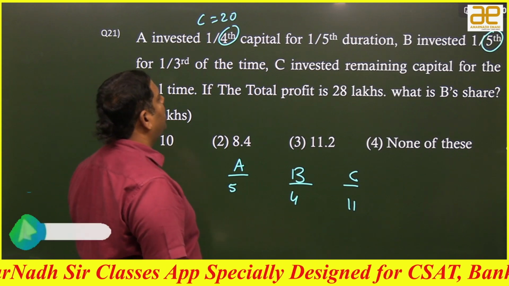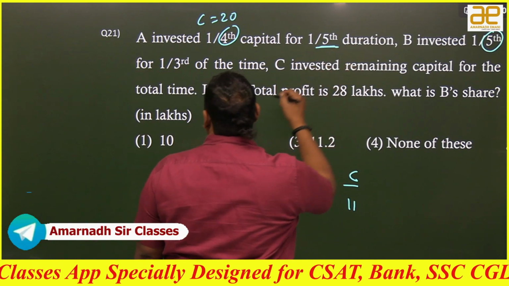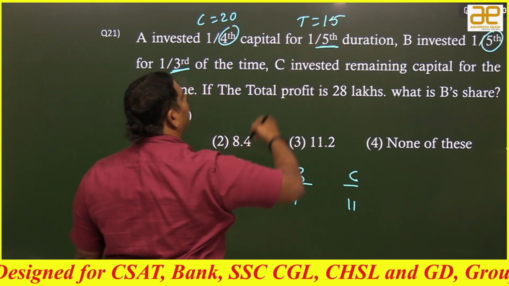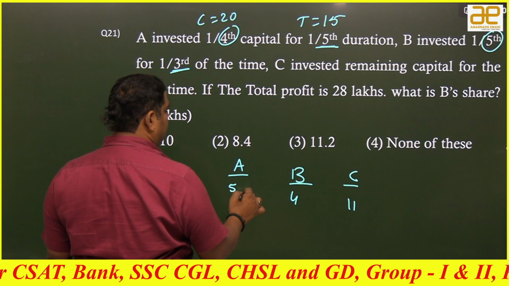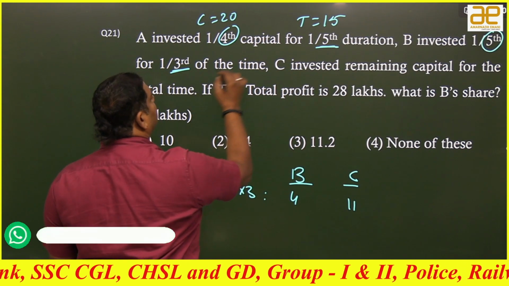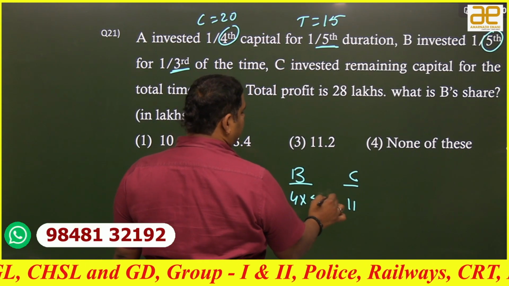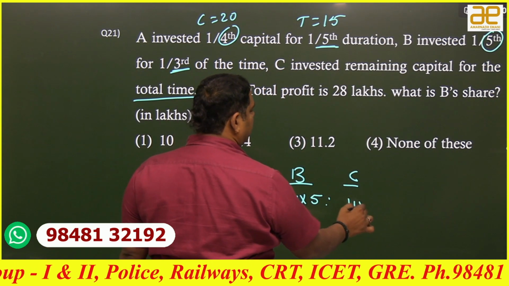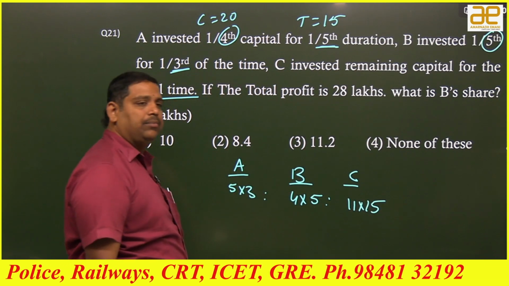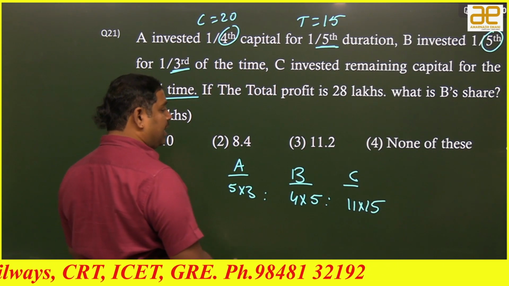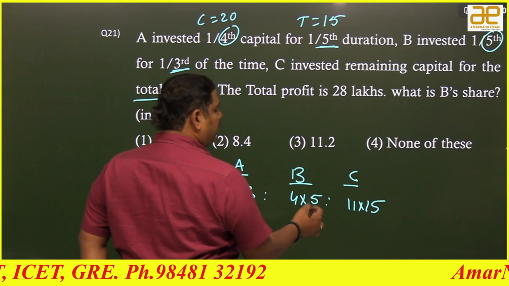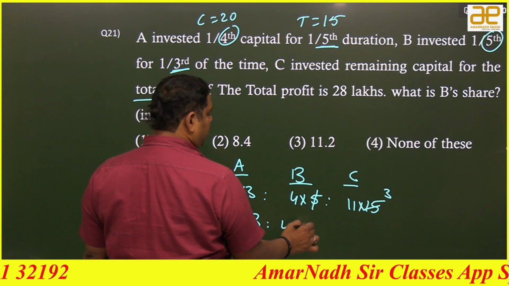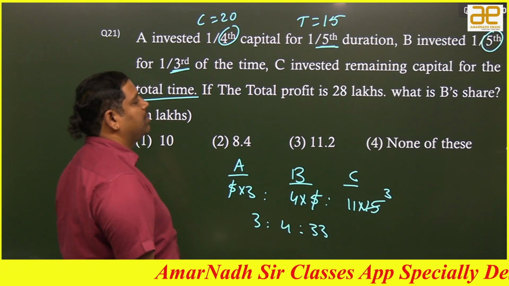Coming to time period, this is 5 and this is 3, so let us imagine the total time as 15. A invested for 1/5 of 15, that is 3 months, and B for 1/3 of 15, that is 5 months. C invested the remaining capital for the total time, which means all 15 months. This is the process referred. Next, if you observe, does anything cancel? Yes, we can cancel with 5. 5, 5, 5 3s. It will be 3:4:33. In this ratio, they have to distribute the profits.